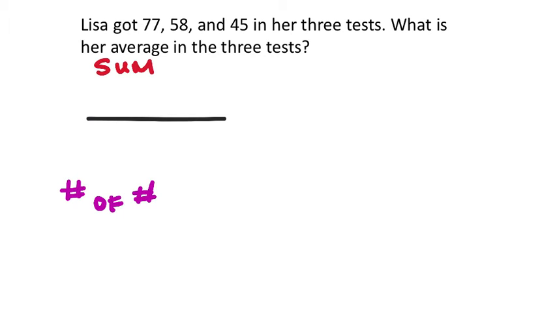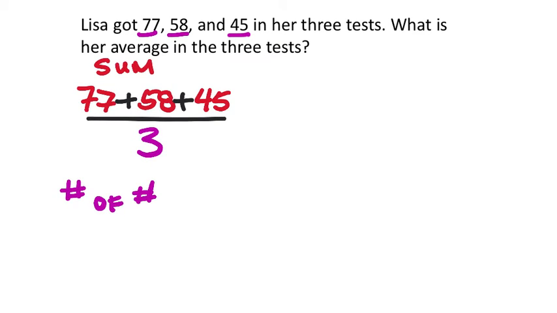So the sum on this one, we're going to take those 3 values, 77, 58, and 45, and we're going to add those numbers together. So that's one part of finding the average. And then the number of numbers, how many numbers are there? 1, 2, 3 numbers. So whatever we get from this, we're going to divide by 3. Well, it looks like we're going to get kind of a big number, so we may need to use some long division. That's okay. So whatever we get out of this, I'll still show it as a fraction.